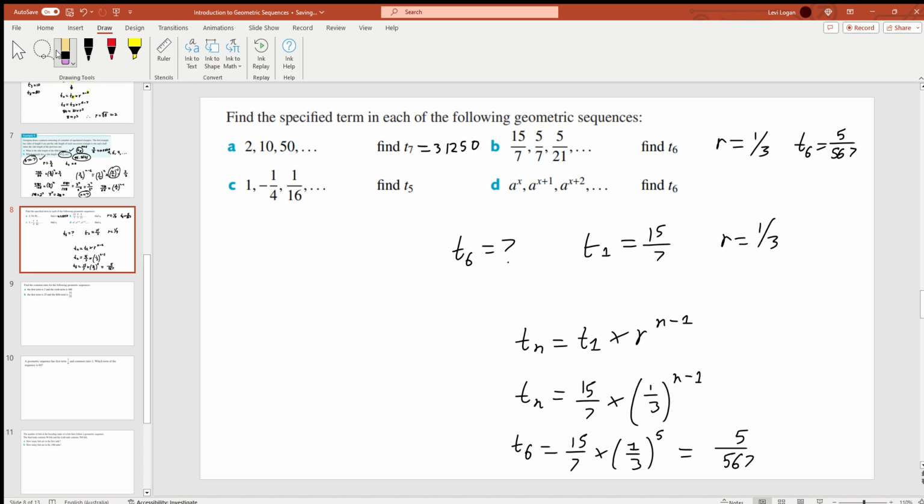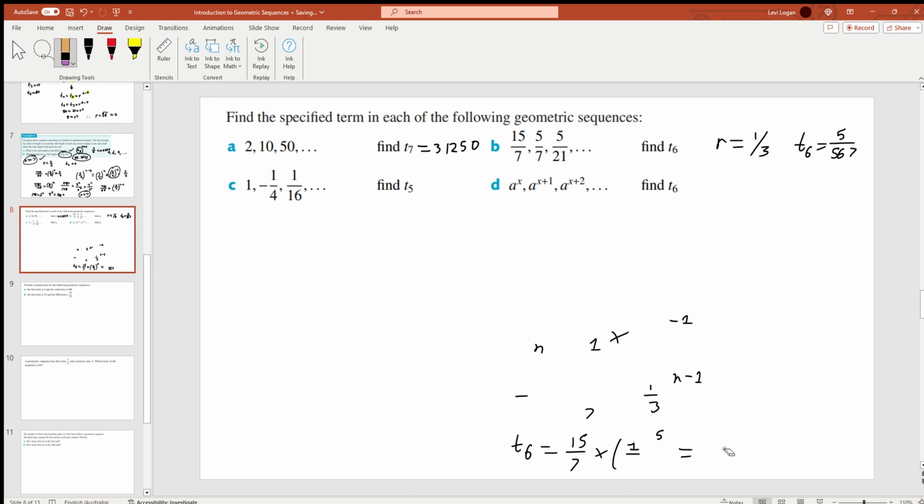Righto. Now question C is a bit interesting because it's flipping between positive and negative. That means our r is a negative number, because a negative times a negative is a positive, but a positive times a negative is a negative. So we know it's going to be negative, and we can see straight away what it is.